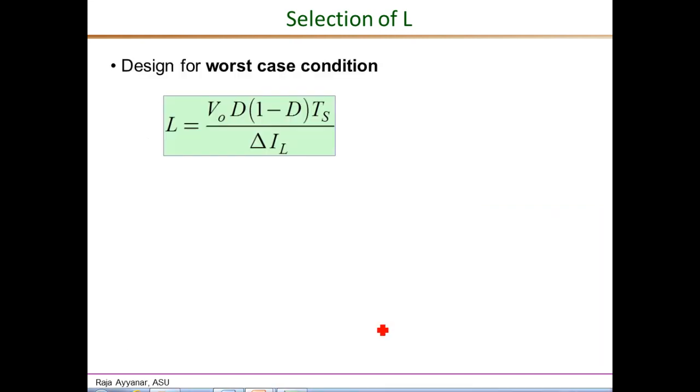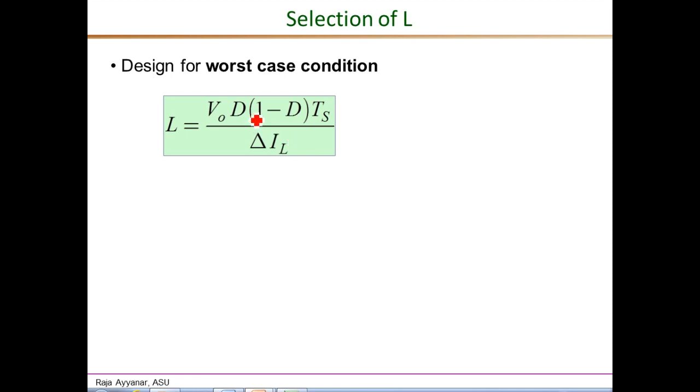Now coming back to what value of D we should substitute in this expression for the L, we should really design for the worst case condition. That is to say that no matter what the operating condition is, L should be chosen such that delta IL is no more than the value that we chose. So again, looking at this expression, VO, TS and delta IL are constants for a given application and for a given choice of delta IL.